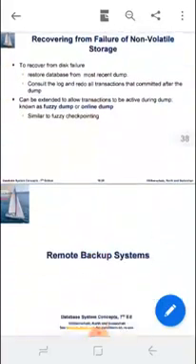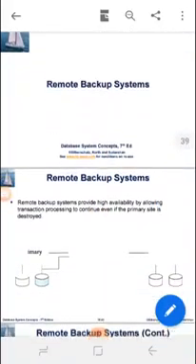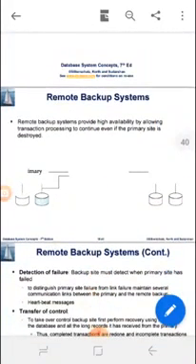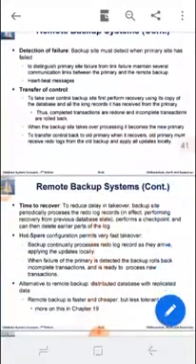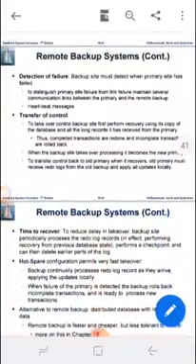Next we see about remote backup systems. The remote backup system provides high availability by allowing transaction processing to continue even if the primary site is destroyed. Then detection of failure in a remote backup system: the backup site must detect when the primary site has failed.